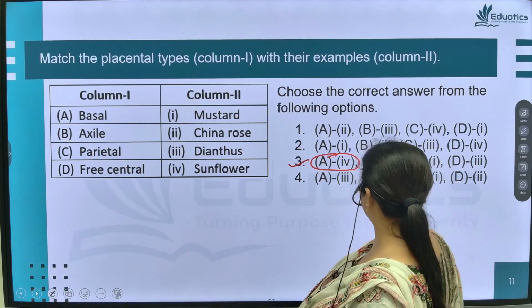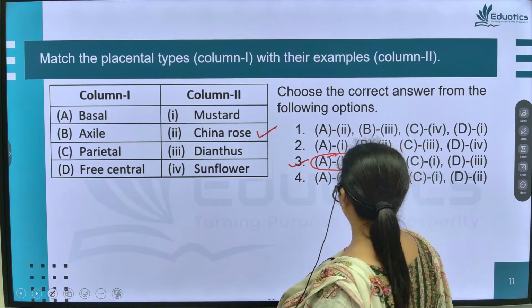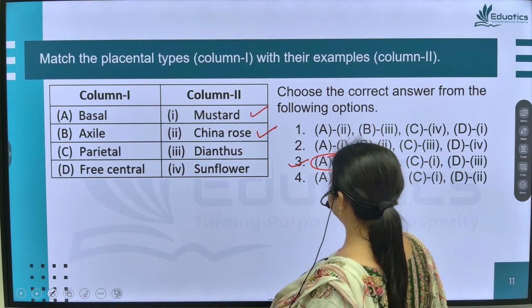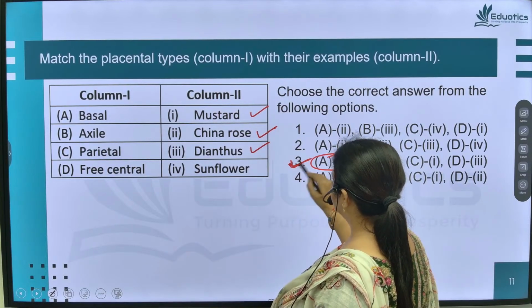Axile will be your China rose, parietal mustard, and free central dianthus. So option third will be the correct answer.